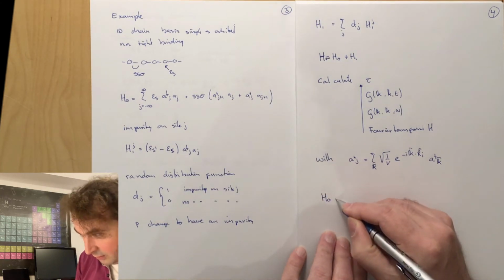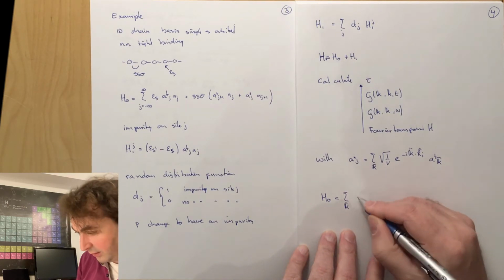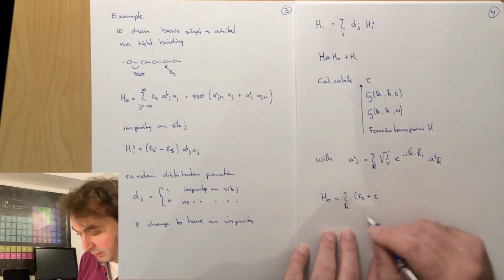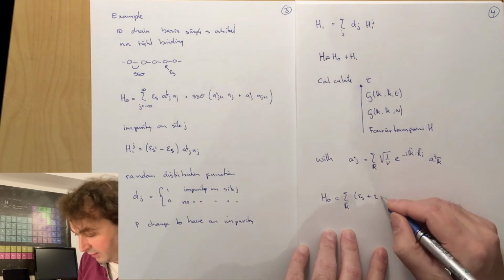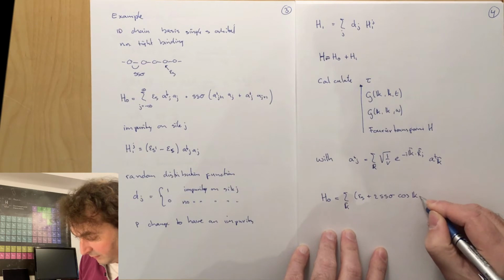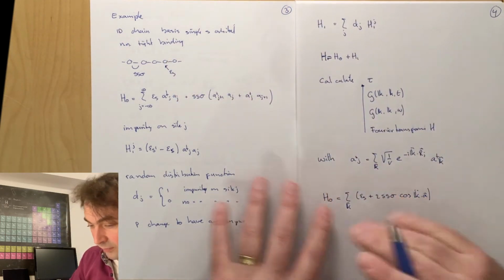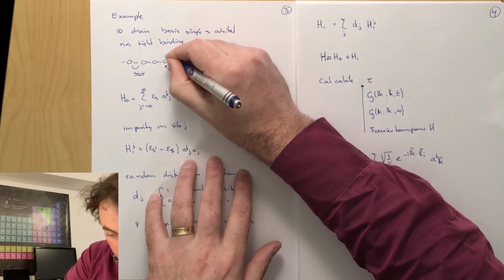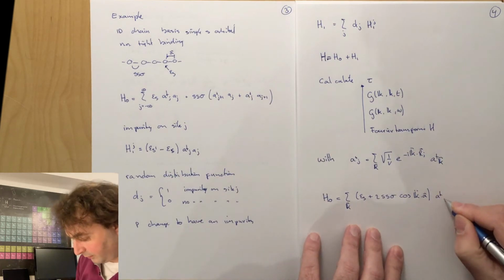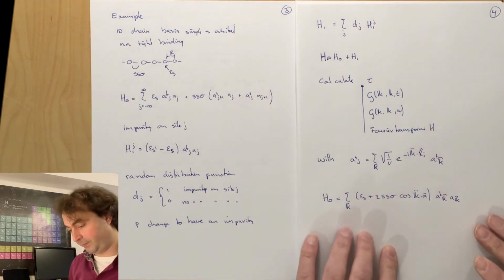find that the Hamiltonian without impurities is nicely diagonal in crystal momentum, and we have an energy momentum dispersion of the on-site energy epsilon s plus 2 ss sigma cosine k dot a, where a is the distance between two atoms. A dagger k, a k.